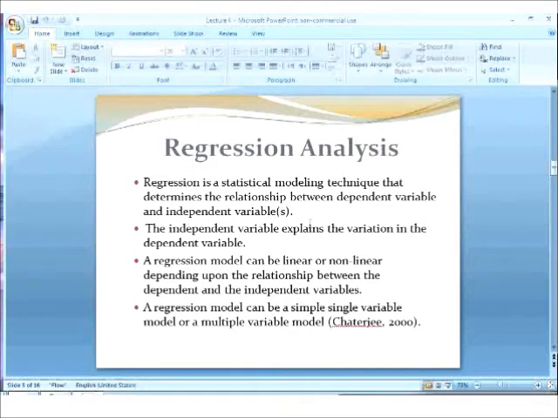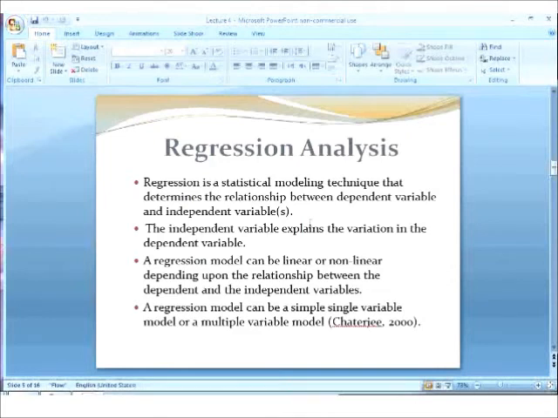A regression model can be linear or non-linear. Today we'll discuss the linear model. However, SPSS is a tool that you can use to develop a non-linear model as well. Linear is the simplest form, easy to understand, easy to use. However, sometimes your variables are not linearly related with each other.